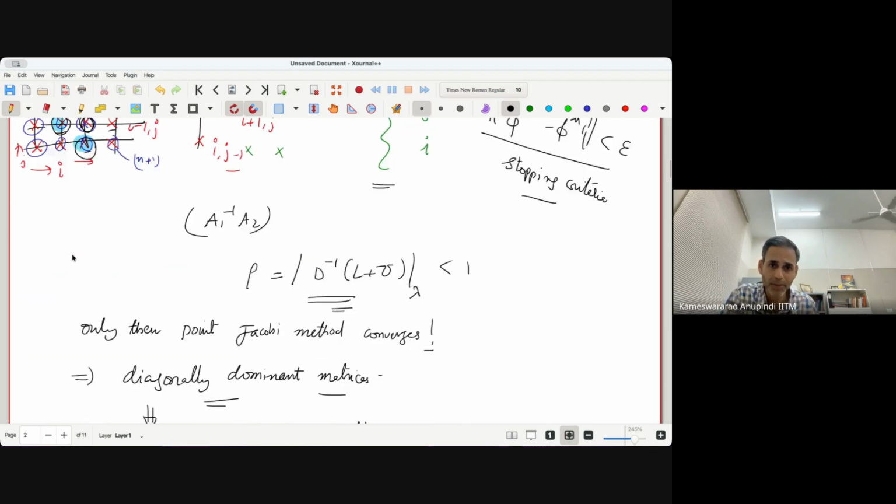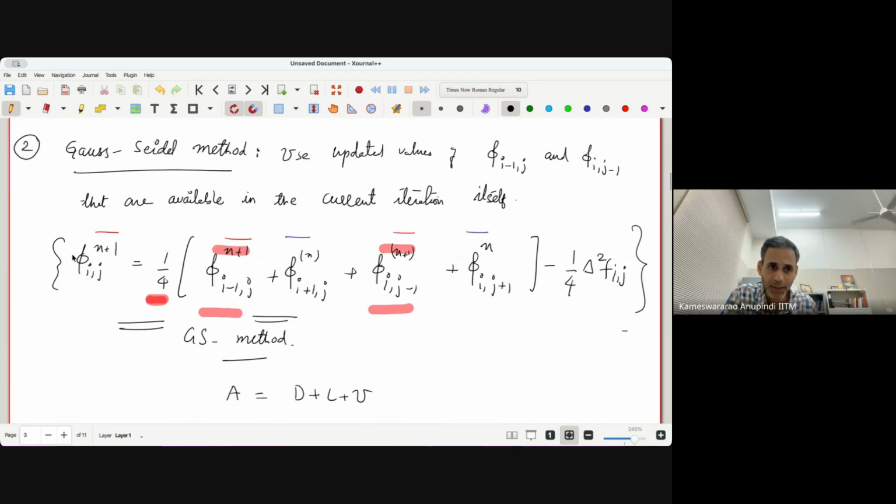Because it requires double the memory compared to Gauss-Seidel. Whereas in Gauss-Seidel, we can get away with just one array, phi n plus 1 or phi n, whatever, because we can update the value as soon as we get it. Of course, you may ask, what about calculating the error? For error calculations, we still need another array, but that can be done cleverly without actually allocating an array. That is also possible.